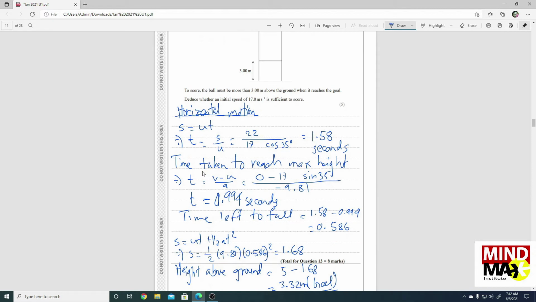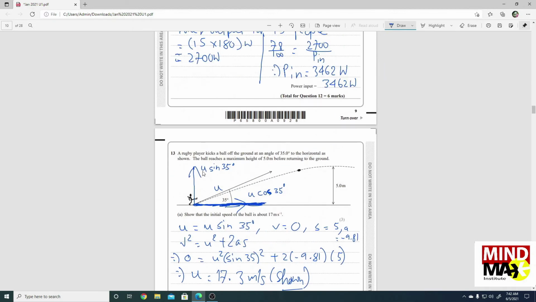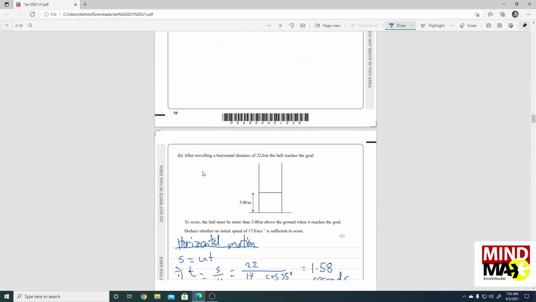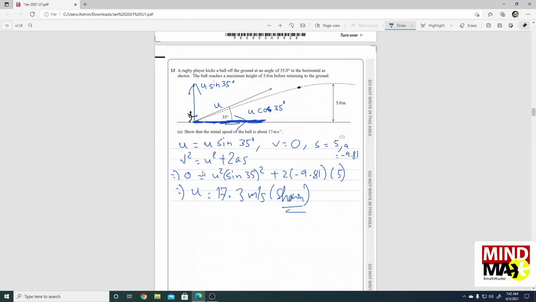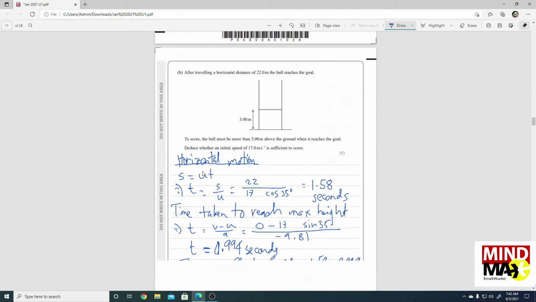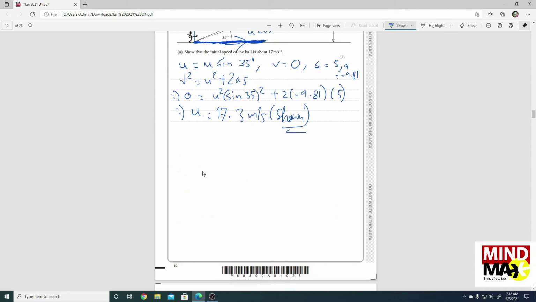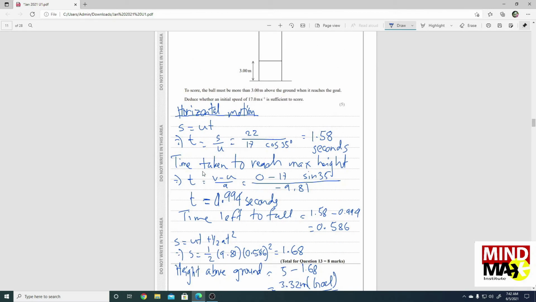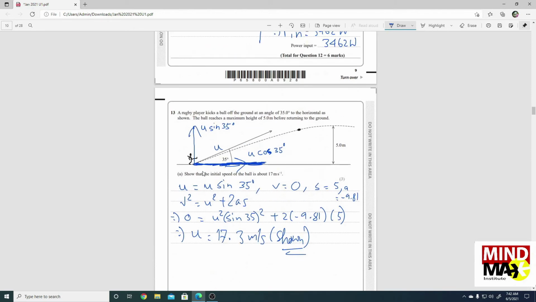So what I did, I basically divided the journey into two parts. First, I found the time taken to reach the maximum height, meaning this height. So I found the time. So the initial velocity was u sine 35, which is 17 sine 35, and the final velocity, because it reached the maximum height, would be 0, and the acceleration would be minus 9.81 because it's acting against gravity. So we get 0.994 seconds. So this is the time taken for the ball to reach the maximum height.